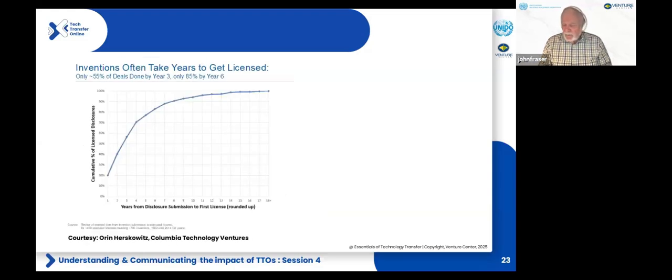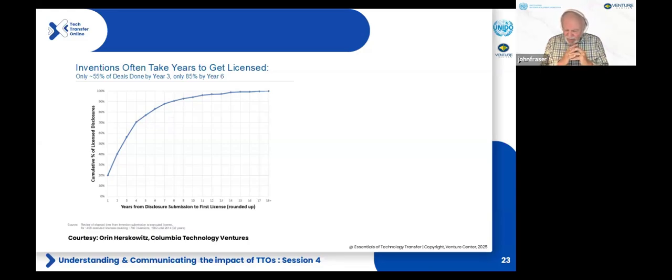Okay, Oren did a study on his campus and basically said, how long does it take from a disclosure until we get a license? Well, for roughly, I think, 32 years of operations, they did this study that showed that only a little bit more than half of the licenses get done by 3 years after the disclosure. 85% get done 6 years after the disclosure. That means 15% of the licenses don't get done until 7 years or later.